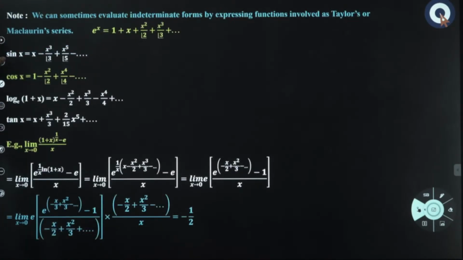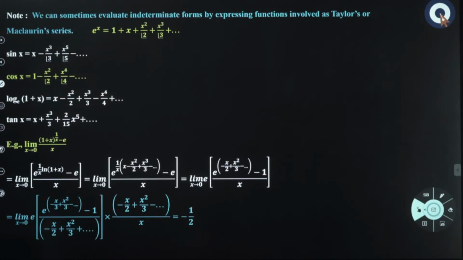And it is good to remember some of these things actually, and it is very useful. e^x is equal to 1 plus x square by 2 factorial plus x cube by 3 factorial, etc. And sin x is equal to x minus x cube by 3 factorial plus x power 5 by 5 factorial and so on. Similarly, cos x is equal to 1 minus x square by 2 factorial plus x power 4 by 4 factorial and so on.